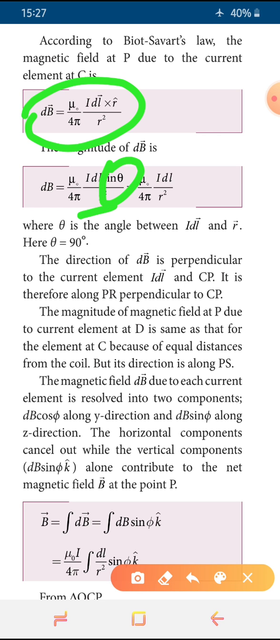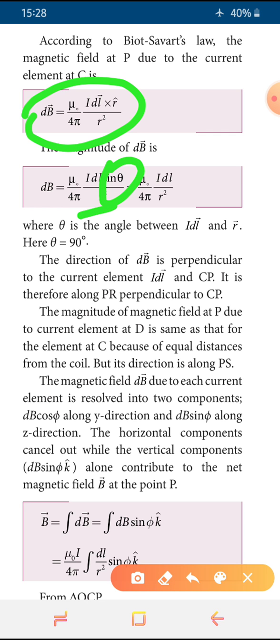Where do we take the direction of I dl from? In a coil, we have taken two segments here, left and right. If we compare that I dl direction and the radius, that angle will become 90 degrees. So sin 90 will become 1. Then the equation will become mu naught divided by 4 pi, I dl divided by r square. This is the equation for the magnetic field.